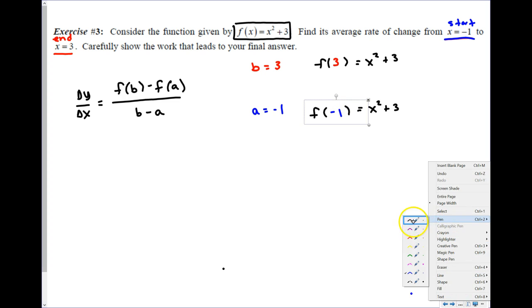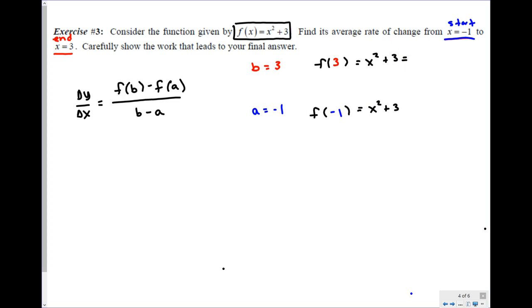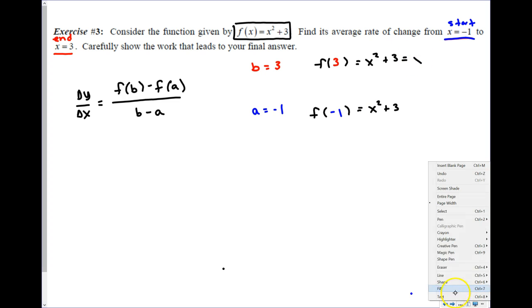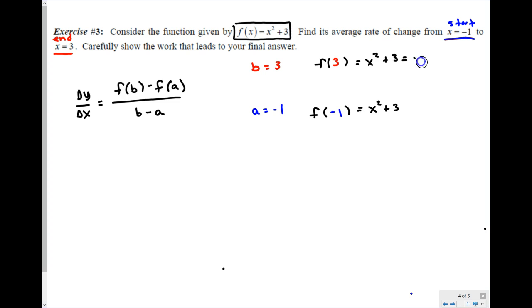So for this first one, f of 3 is going to be, oh my gosh, I don't know how to get my eraser to hotkey.